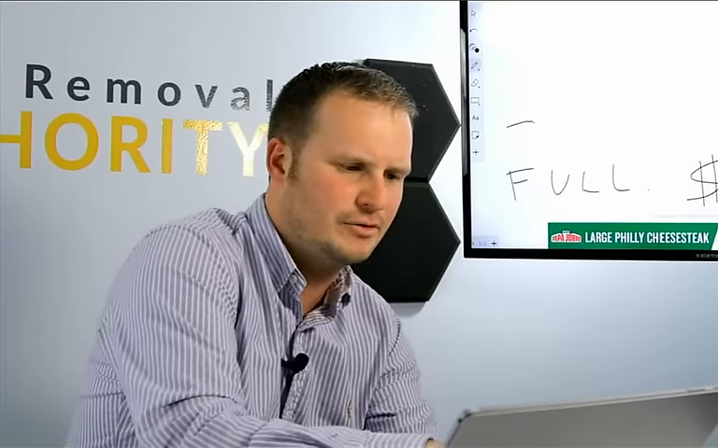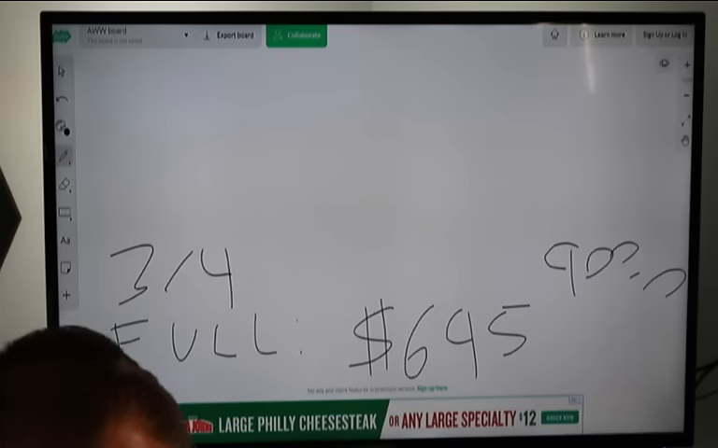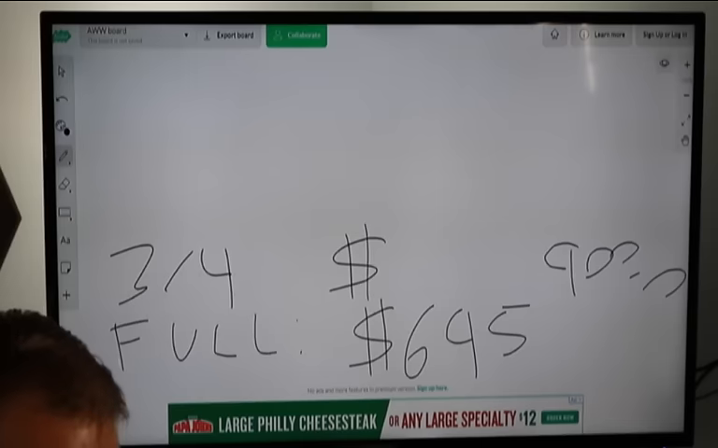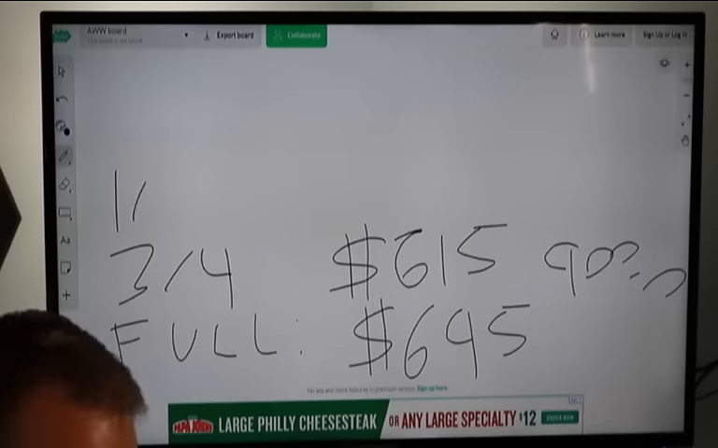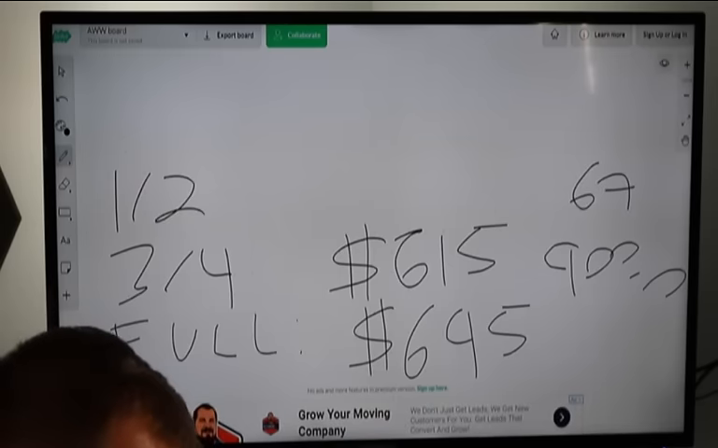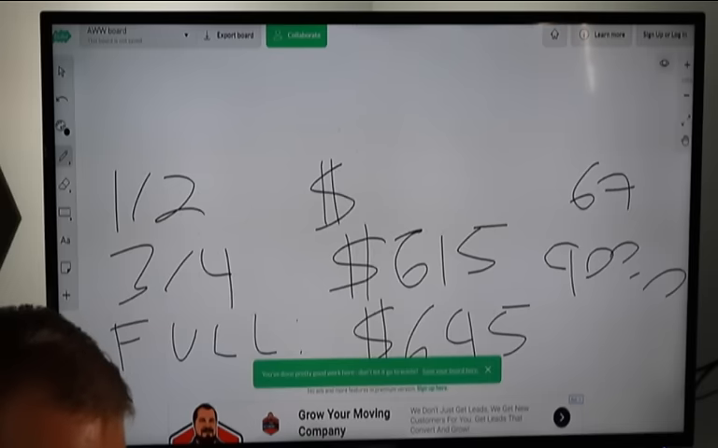Full load rate, $6.95. Three-quarter load rate is going to be 90%, 0.9 times $6.95, something like $6.25. We might even lower that a little, down to $6.15. Your half load, 67%, 0.67 times $6.95, $4.65. Probably lower this to about $4.20.